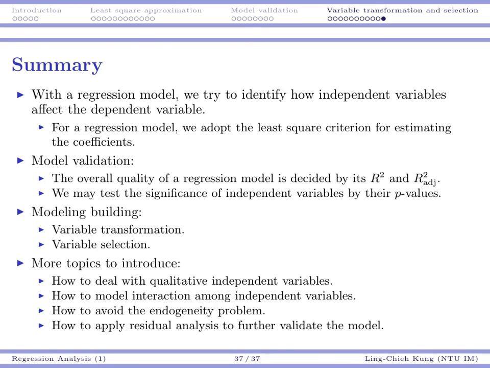So we're going to define what we mean by interaction, and then try to tell you how to deal with that. Okay? We need to avoid the endogeneity problem. Endogeneity somehow means the dependent variable also has an impact on independent variables. If that's the case, then the model would be problematic. We need to be aware of that and try to avoid that. And then finally, we want to do some more advanced analysis to further validate our model. So there are some more things to do, okay?